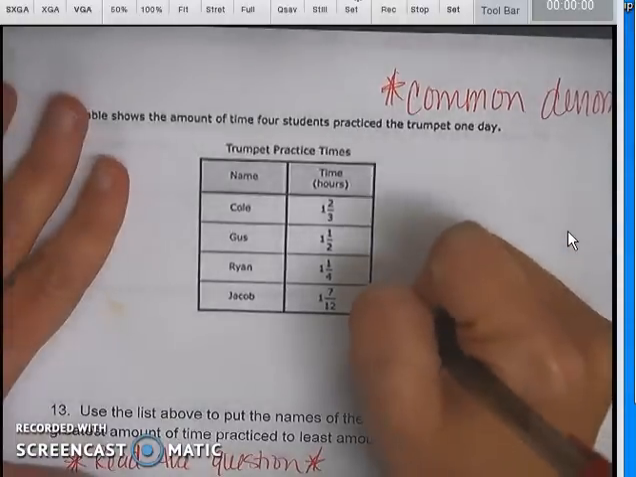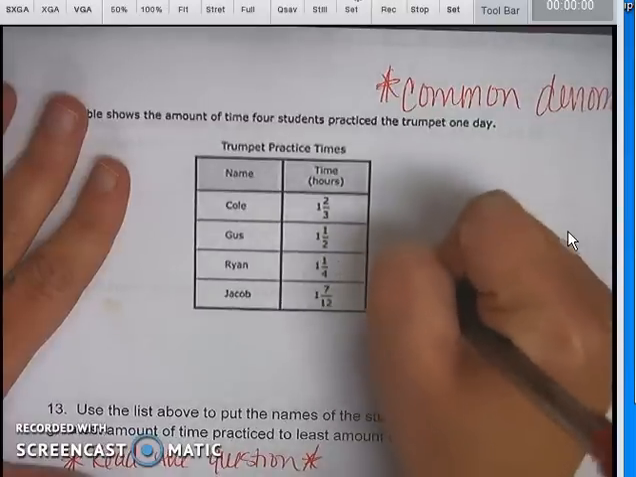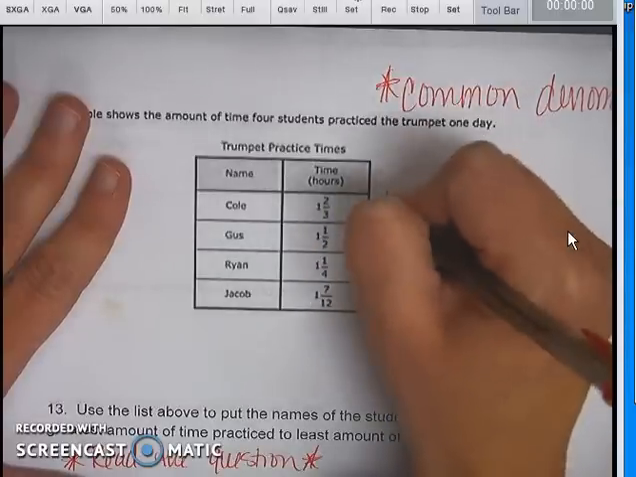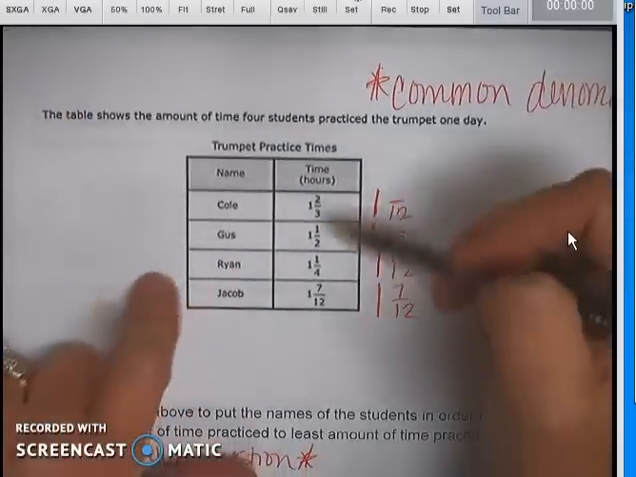So the 1 will stay the same. This will be 1 and 7/12. This will be 1 and 12. This will be 1 and 12. And this will be 1 and 12, okay? Okay, the common denominator here is 12.